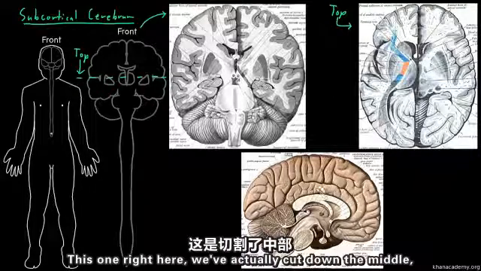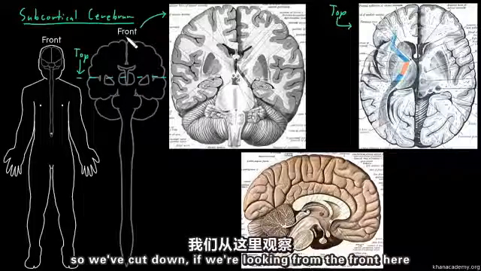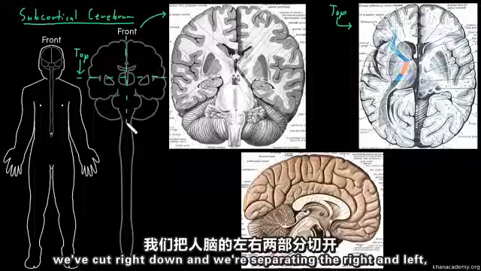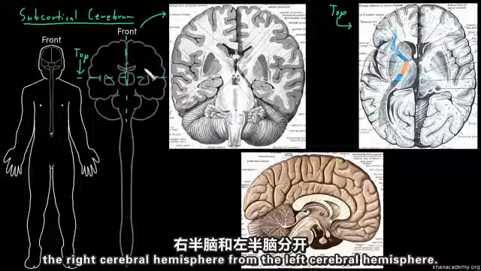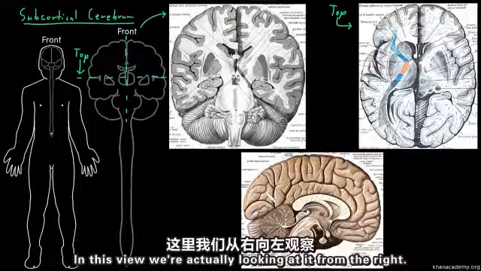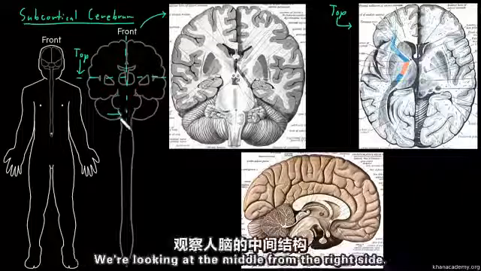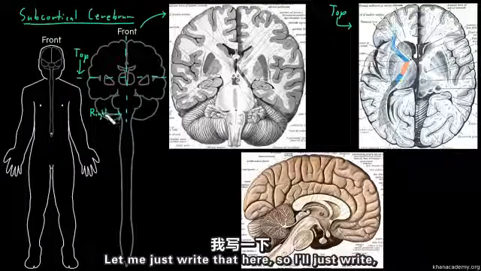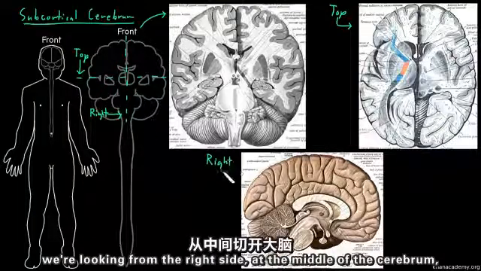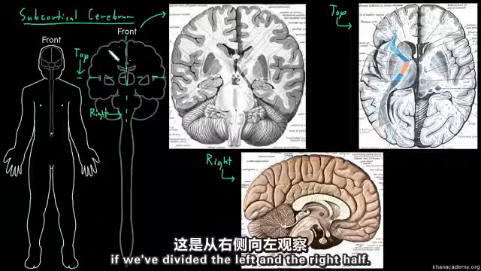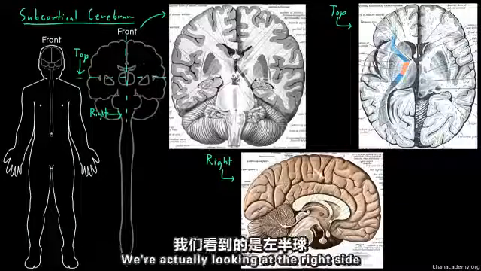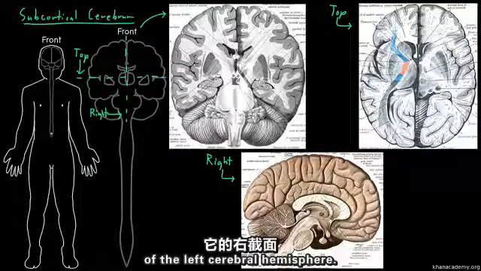And this one right here, we've actually cut down the middle. So if we're looking from the front here, we've cut right down and we're separating the right and left, the right cerebral hemisphere from the left cerebral hemisphere. And in this view, we're actually looking at it from the right. So we're looking at the middle from the right side. Right. So let me just write that here. So I'll just write, we're looking from the right side at the middle of the cerebrum if we've divided the right and the left half. So we're actually looking at the right side of the left cerebral hemisphere.